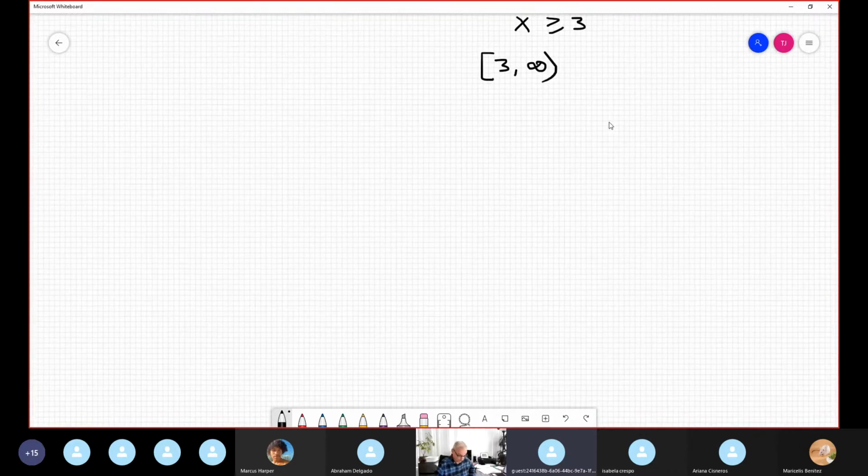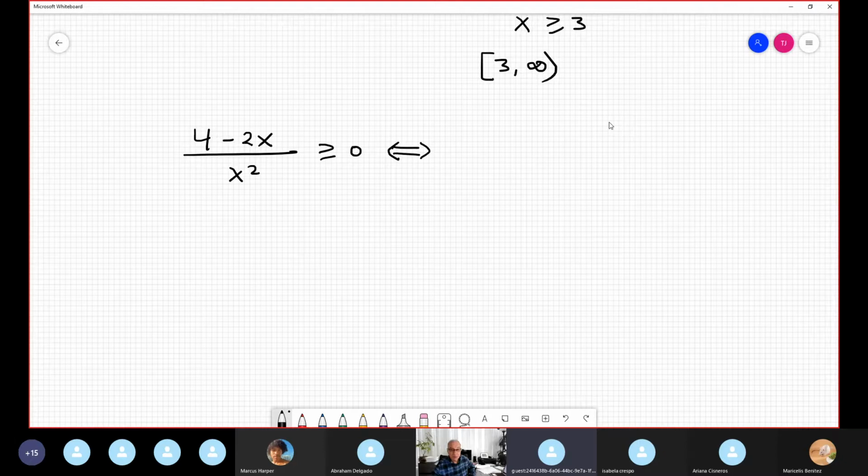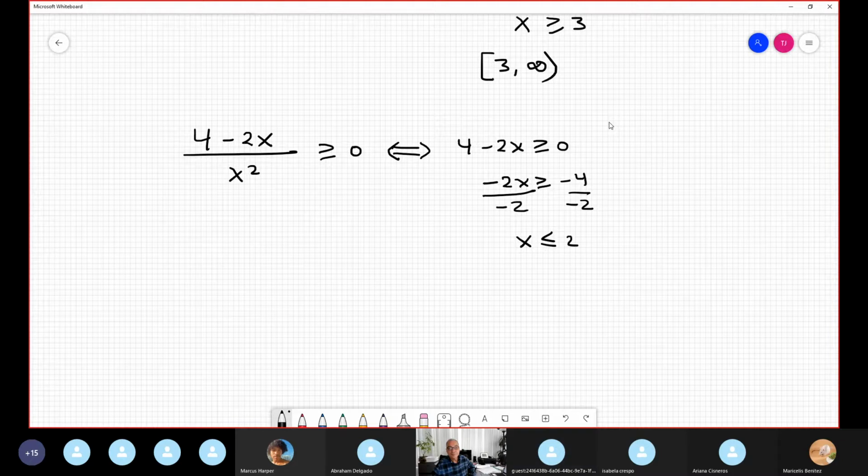Look, another similar. Suppose 4 minus 2x divided by x squared. In this case is greater than or equal to 0. What should I do? Take out that square completely. Similar. I realize x squared, it is possible to delete, and it's equivalent to say 4 minus 2x greater than or equal to 0. Entonces, solving this is super easy. Entonces, the answer is from negative infinity comma 2.